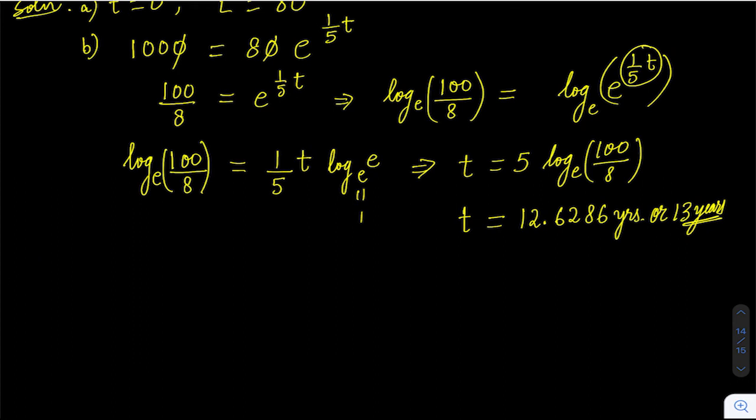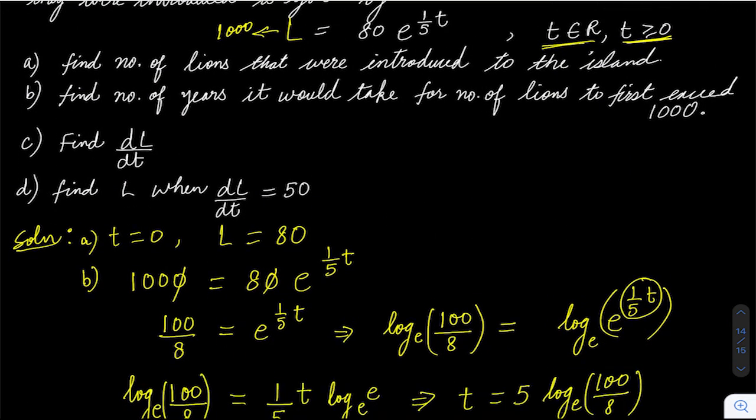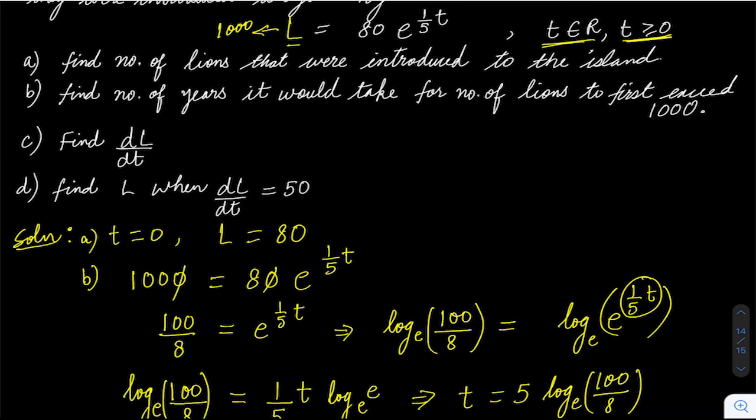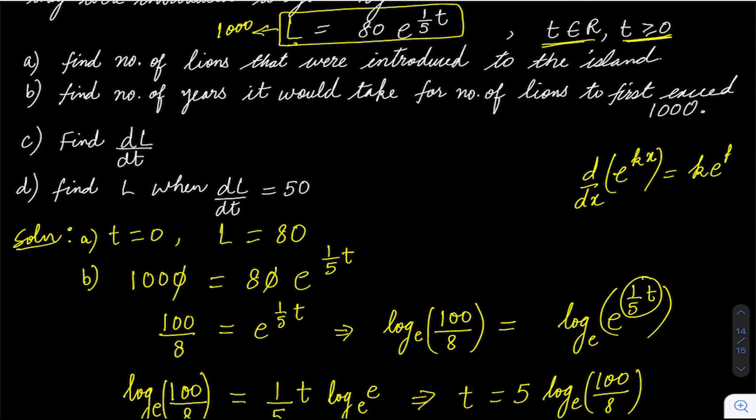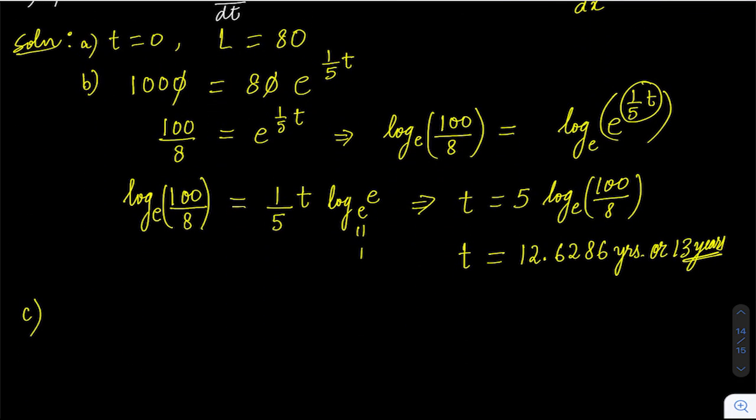Okay, C part. Find dL by dt. That is differentiation. We have done differentiation in exponentials, that is, what happens to the differentiation of e power kx. When we differentiate e power kx, k comes outside and the rest of the function remains the same. So that is what we'll be doing here. So L is nothing but 80 e power 1 by 5 t.